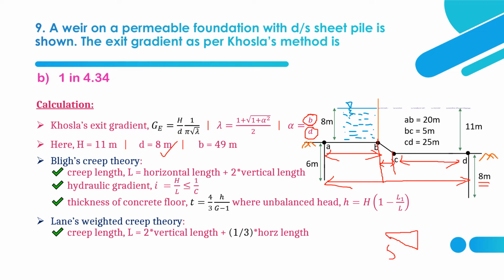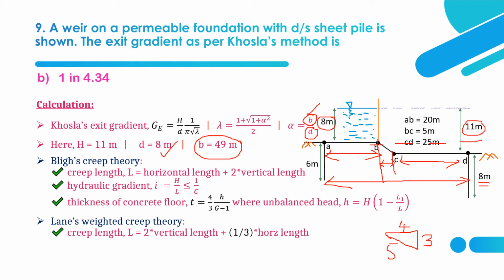BC slant length is 5 meter, and the vertical difference between B and C is 3, because here you can see 11 meter here, 8 meter here. 11 minus 8 is 3. So what is this horizontal distance? It is 4, by using the simple Pythagoras theorem. So 20 plus 4 plus 25 gives the horizontal creep length as 49 meter.